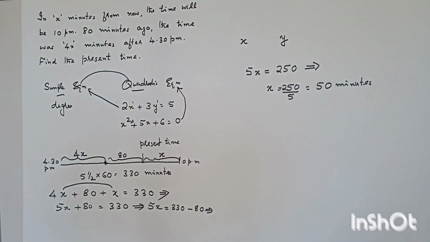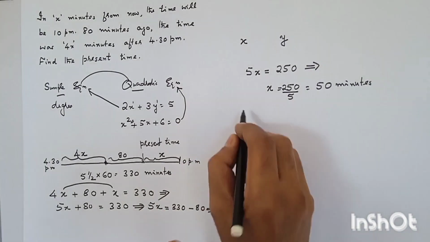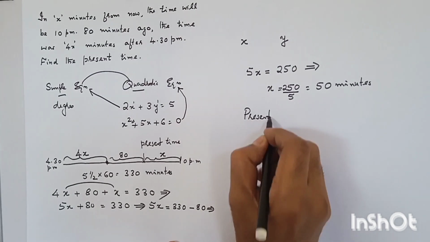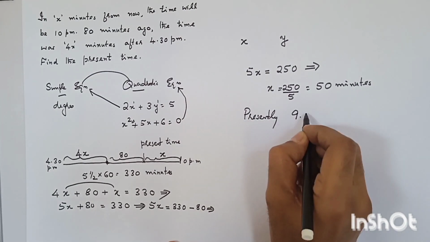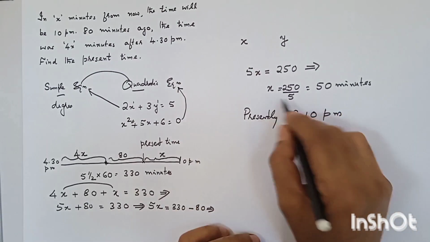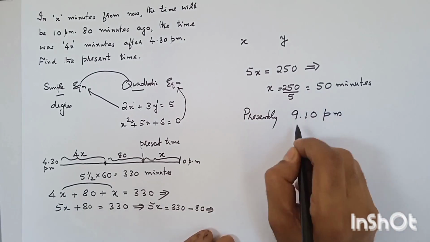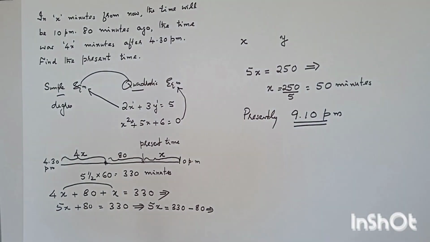So what does that indicate? What are we asked to find out? Present time. They say present time, we don't know what it is, but from the present time, after a passage of so many minutes, you will reach 10 p.m. So the present time is clearly what? It should be 9:10 p.m. Look at this. If you add 15 minutes to 9:10, what do you get? 10. So 9:10 p.m. is the present time.